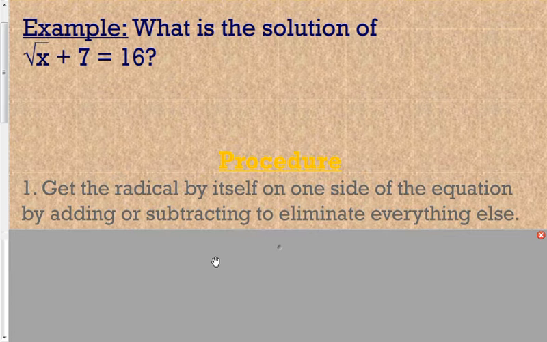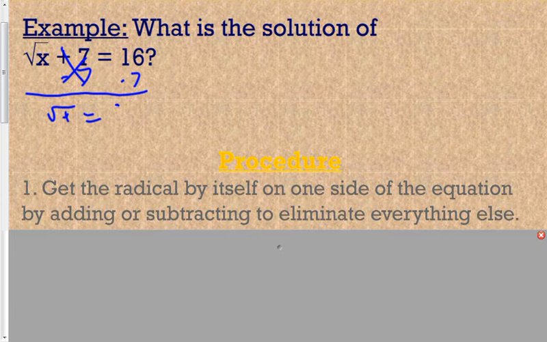So step 1, here's what I would say. Get the radical by itself on one side of the equation by adding or subtracting to eliminate everything else. Or dividing if there's something in front of it. But basically we're treating this whole part like it's a variable. Even with the square root, we're trying to get that by itself. So what we're going to do in this case is subtract 7 from both sides. Because that'll cancel that out. We have the square root of x all by itself equal to 9.